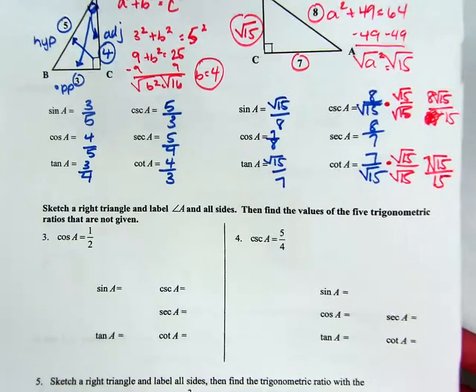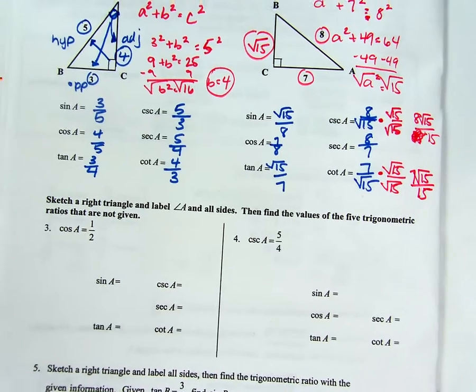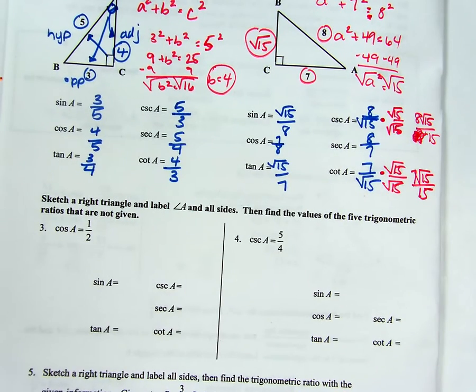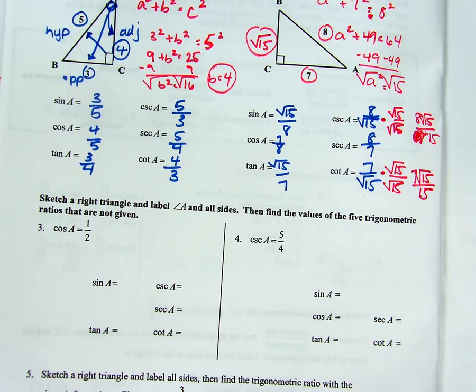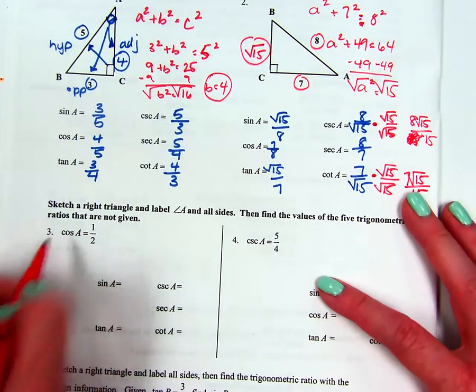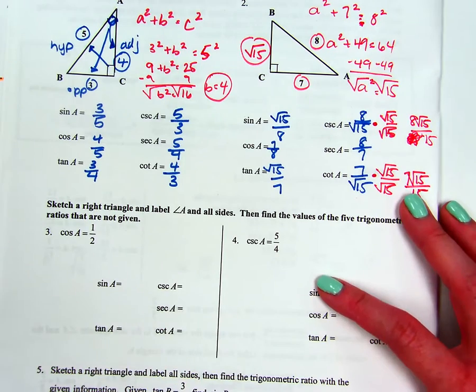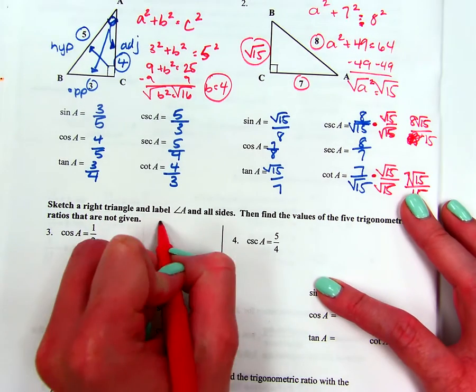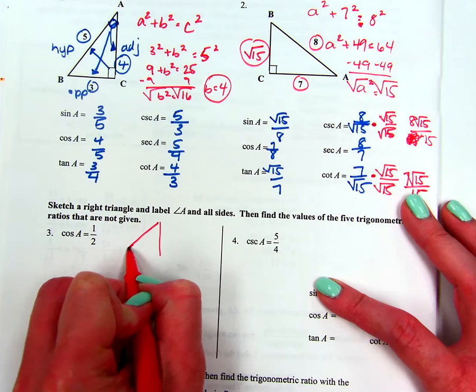So let's take a look at 3 and 4. It says to sketch a right triangle and label angle A and all sides, then find the values of the 5 trigonometric ratios that are not given. So we have cosine given, so it gives us the other 5 that we're going to find. So we'll sketch our triangle. Remember, it has to be a right triangle.